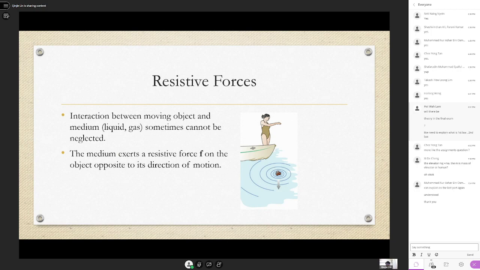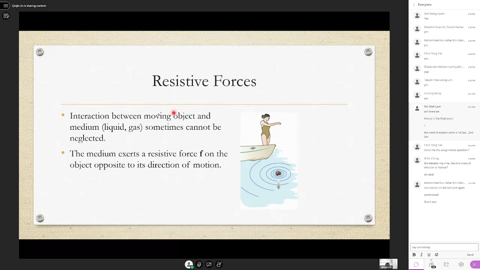If not, then we continue regarding resistive forces. So friction is also a kind of resistive force. When we say resistive forces, it's actually more general. It's forces that are trying to resist our motion.